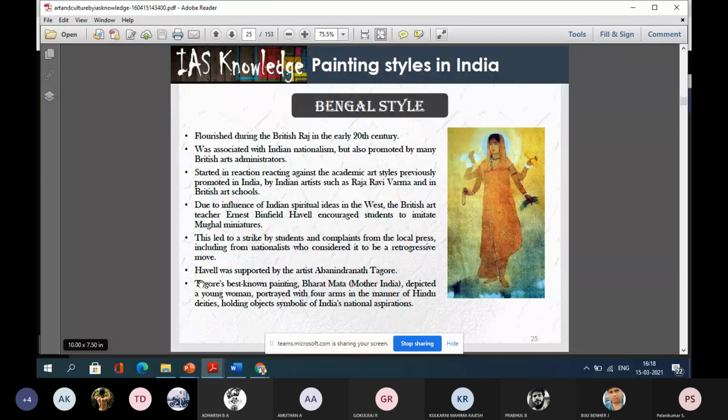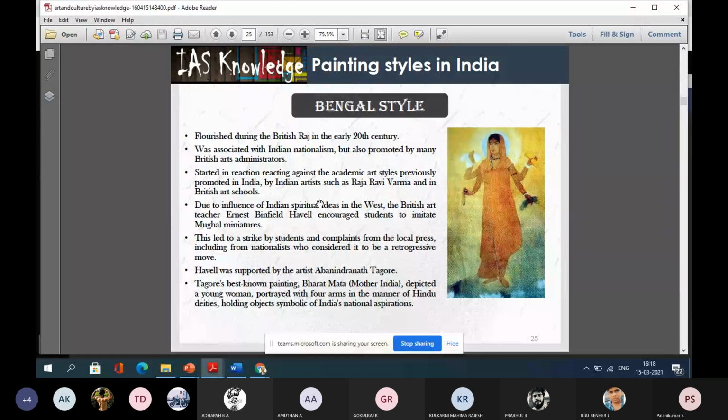They have contributed a lot to the spiritual world, which is the reason they were influenced by Indian spiritual ideas. The British art teacher Ernest Binfield Havell encouraged his students to imitate such Mughal miniatures using the Bengal style. Tagore's best known painting also uses the Bengal style.